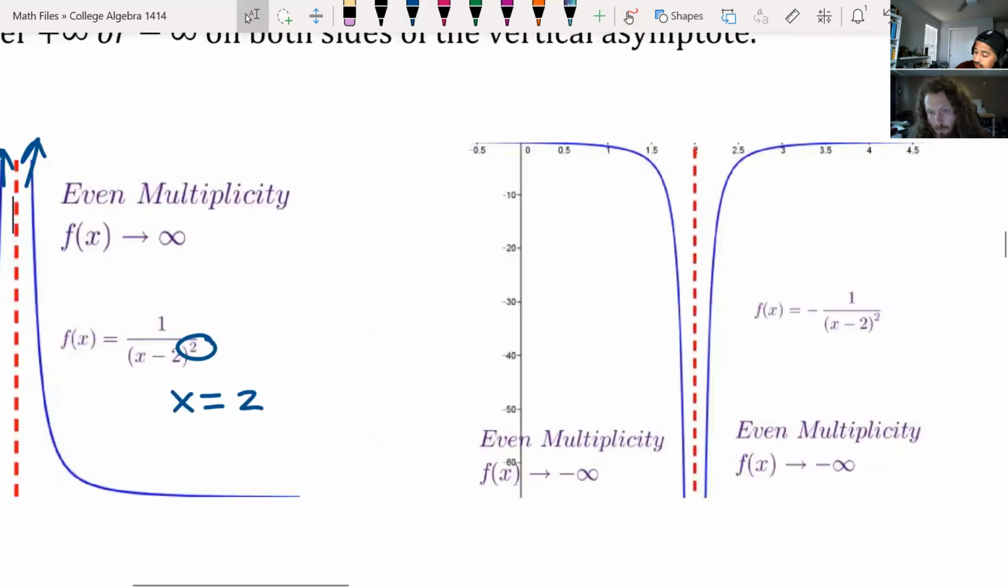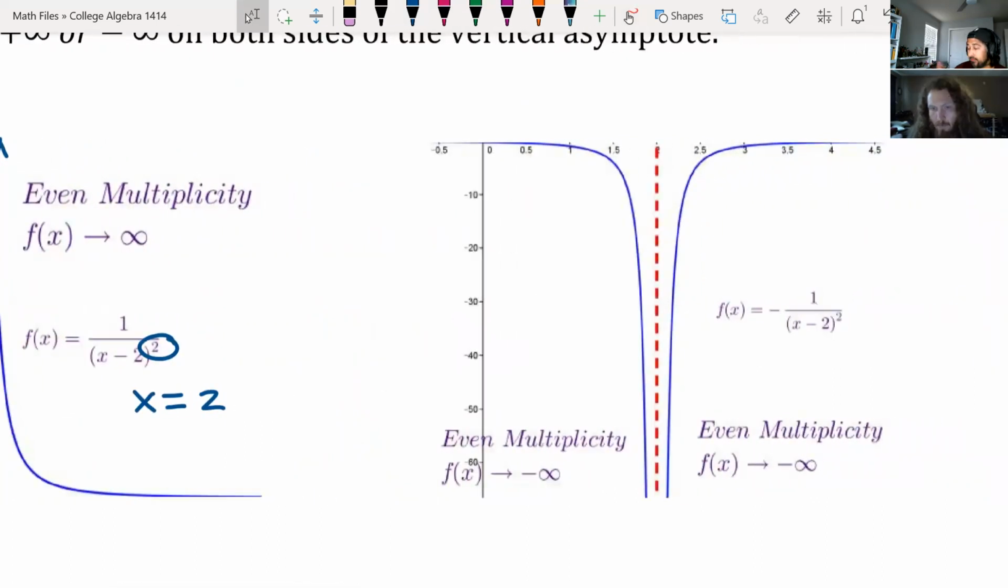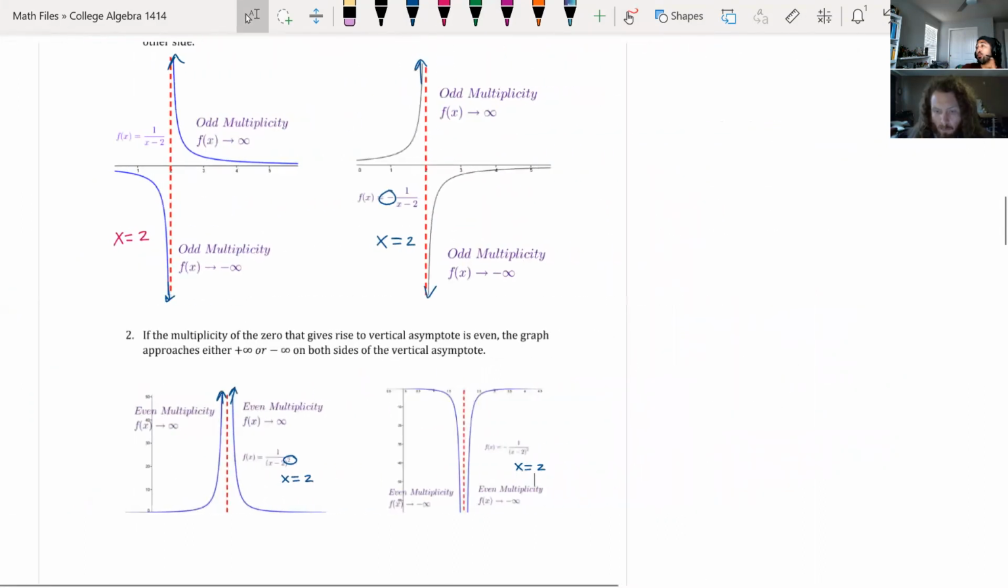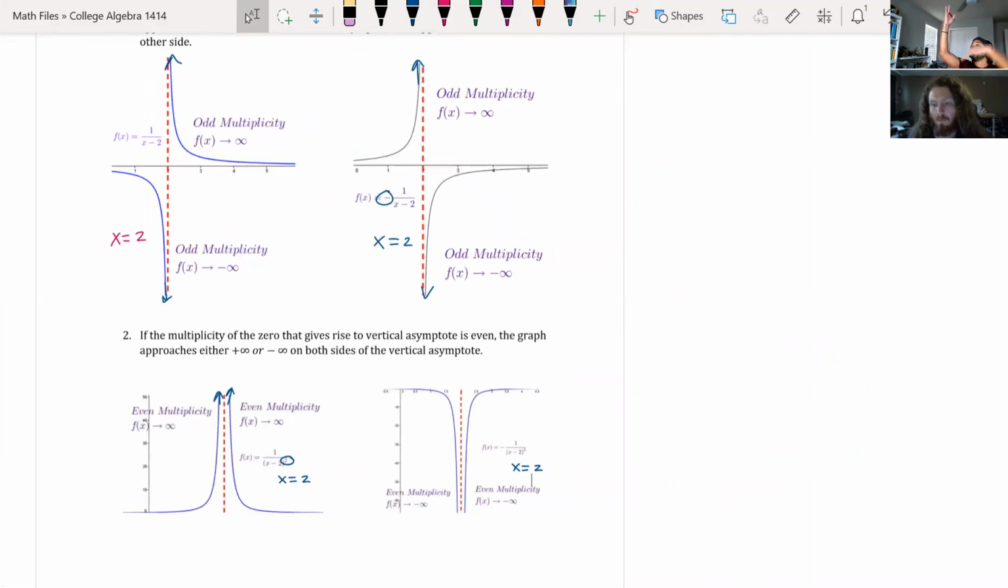And then in the second picture, we have the same function, but negative. So our tails flip down. If you solve for x, you'd still get x equals 2, which would have even multiplicity, and your tails would both head towards negative infinity. Okay. So vertical asymptotes with odd multiplicity will head towards infinity and negative infinity, and vertical asymptotes with even multiplicity will either both head towards positive infinity or both will head towards negative infinity.